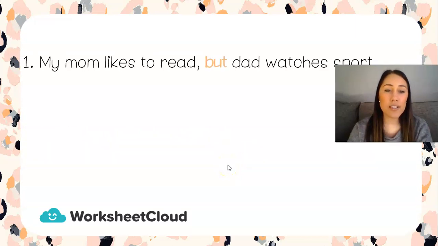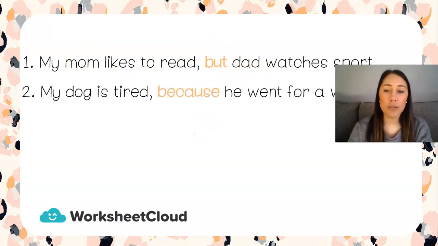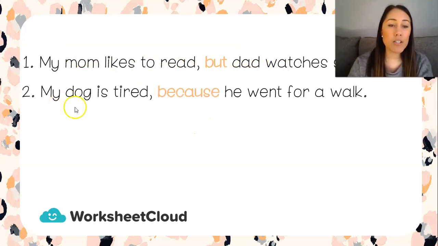So our first sentence we're going to say, my mom likes to read, but Dad watches sport, because I am comparing what my mom likes to do to what my dad likes to do. Number 2. My dog is tired because he went for a walk. He is tired, the one leads to the other, or tells me why he is tired. My dog is tired, because he went for a walk.